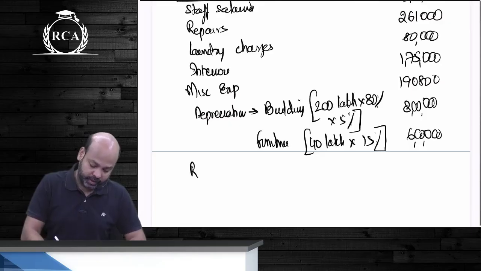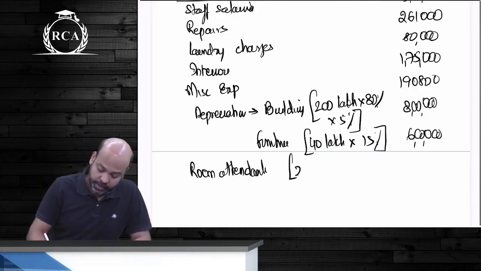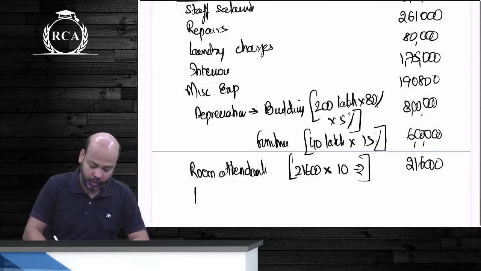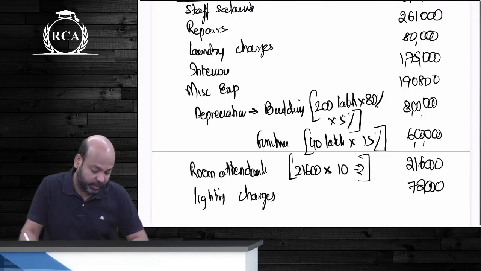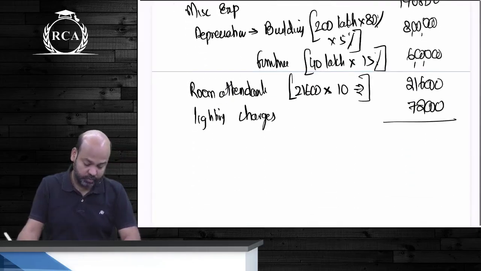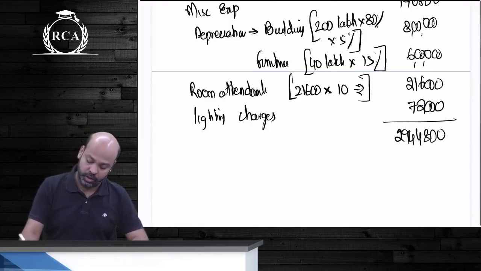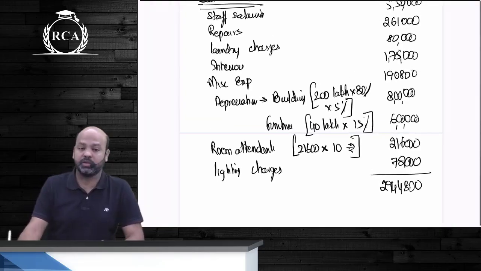Room attendance ka jo charges hai beta, that is 10 rupees per room day. You can directly multiply that by 21,600 guys, multiplied by 10 rupees per room day. 2,16,000. Lighting charges already compute kar chuke beta. It is 72,000. So all of your expenses collectively guys will become how much? 29 lakhs 44,800. This will be your total cost guys. I have simply copied the entire amounts guys from the question itself.